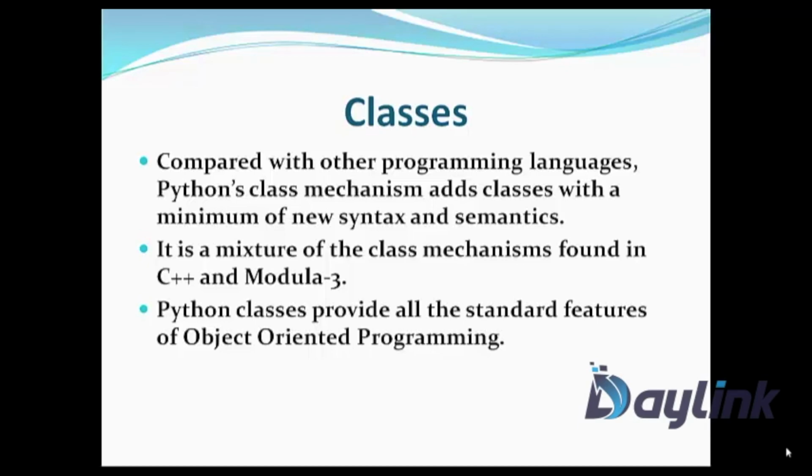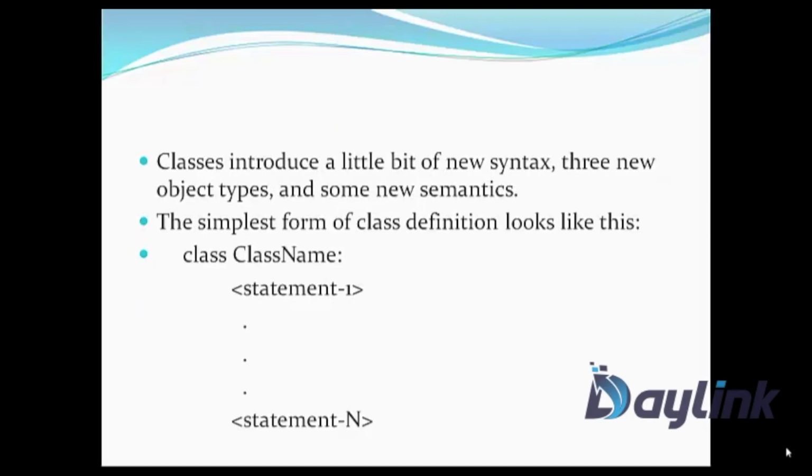Objects can contain arbitrary amounts and kinds of data. Classes introduce a little bit of new syntax, three new object types, and some new semantics. The simplest form of class definition looks like this: class ClassName, then statement 1 to statement n. Class definitions, like function definitions, must be executed before they have any effect.